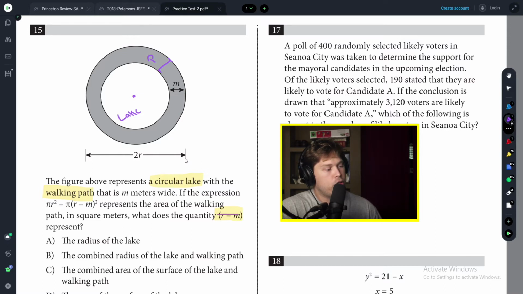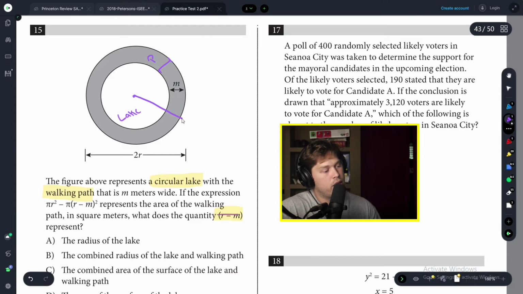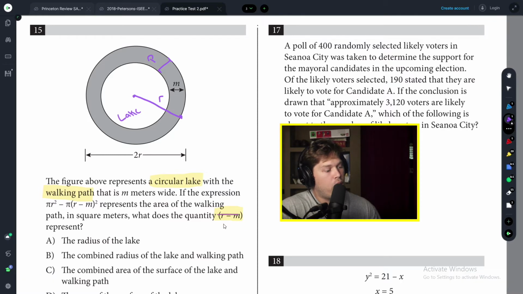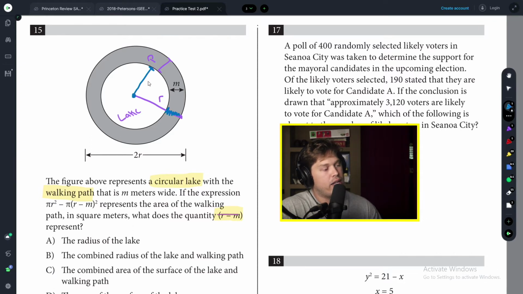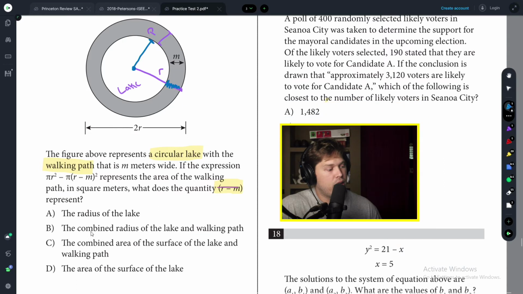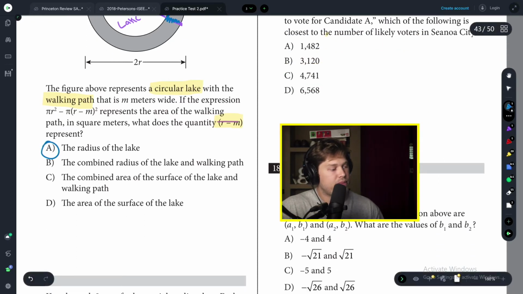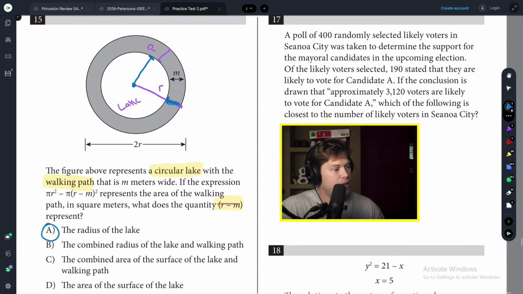So we want to know what r minus m represents. We'll notice that the full diameter of everything, of our lake and our walking path, is 2r. So that means r would be the full radius. And we're asked what r minus m represents. Well, if we have r and we're subtracting m, all we're left with is the radius of the inner white circle. And the radius of the inner white circle would be the radius of our lake, which is option A. Excellent. So that was number 15.